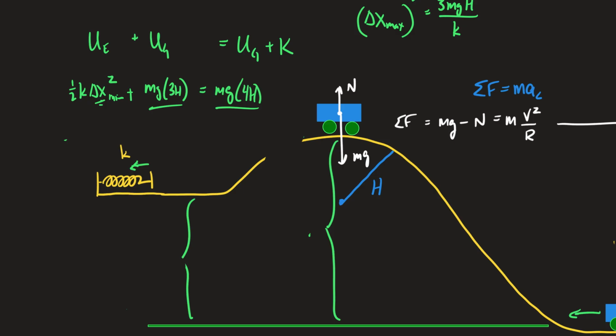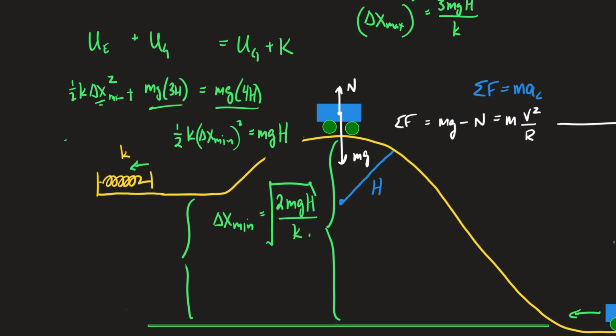I'm going to subtract the mg3h from both sides and get 1/2 k delta x minimum squared equals mgh. I'm going to multiply both sides by 2 and divide by k. So delta x minimum equals 2mgh divided by k. And yeah, I'll take the square root too.